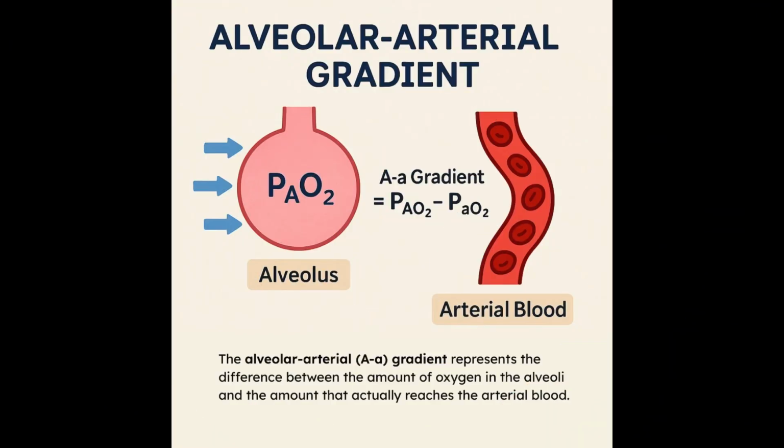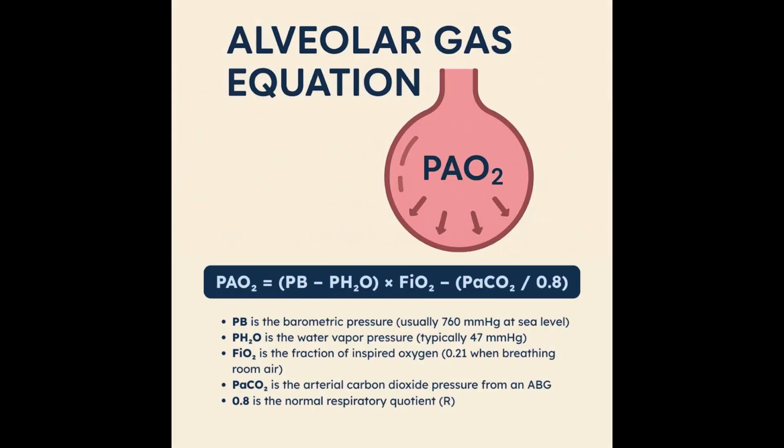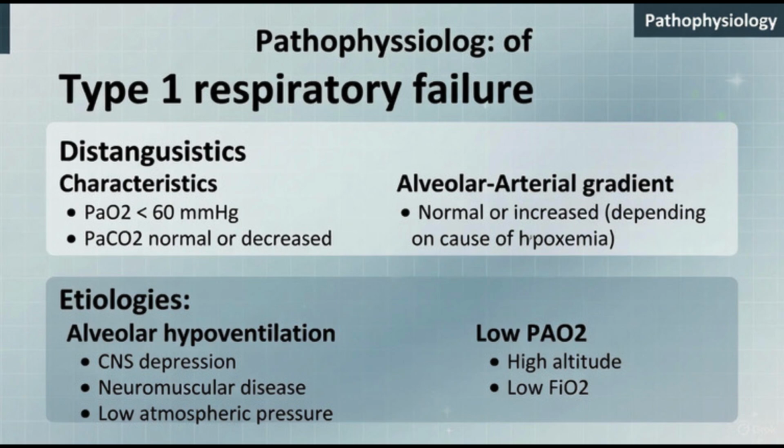These concepts are helpful in understanding the pathophysiology of respiratory failure. Alveolar arterial gradient is calculated by subtracting the arterial partial pressure of oxygen from the alveolar partial pressure of oxygen. Next, alveolar gas equation. These equations estimate the partial pressure of oxygen in the alveoli. Now let's come to the pathophysiology of type 1 respiratory failure.